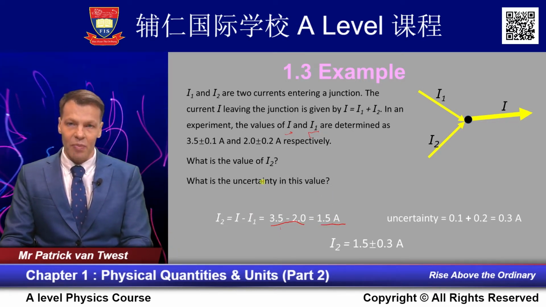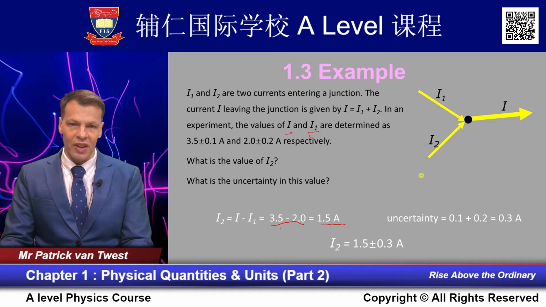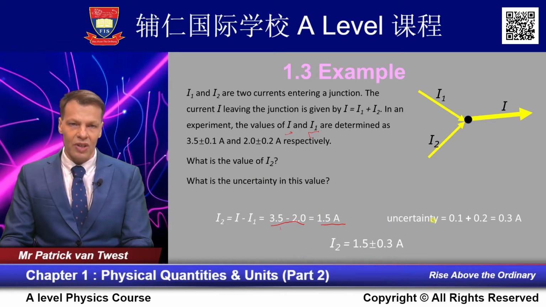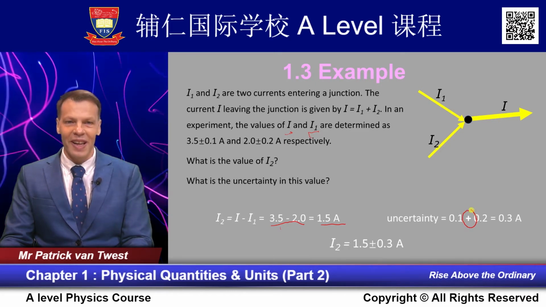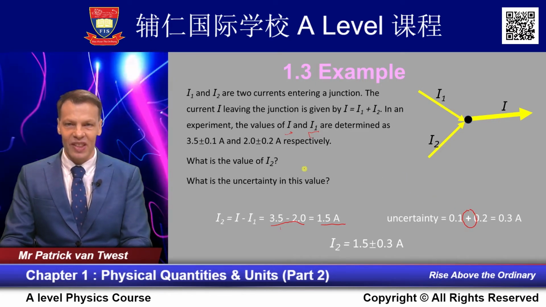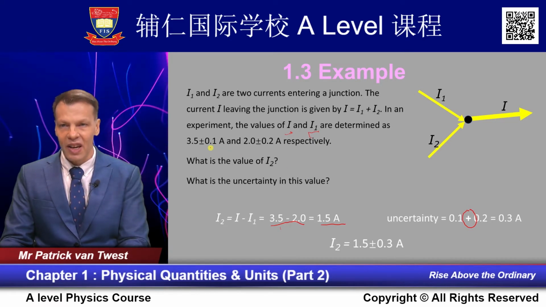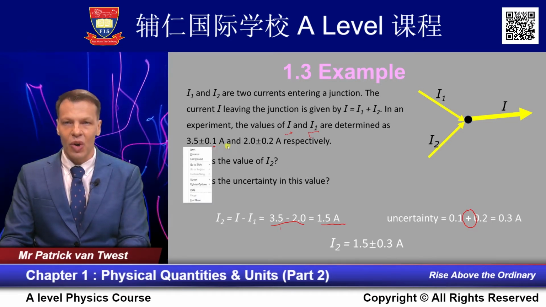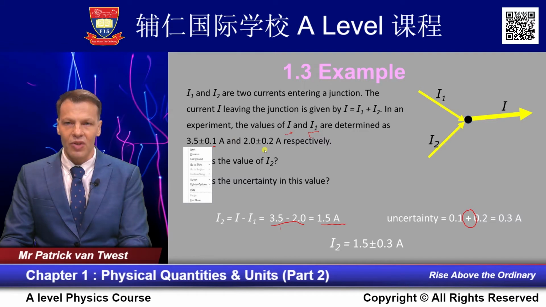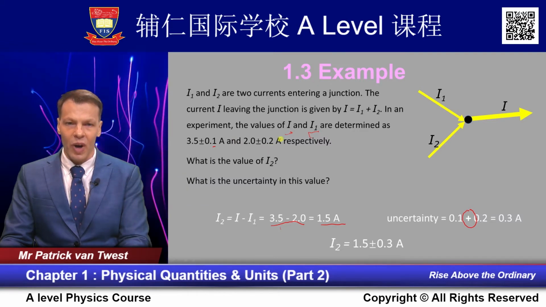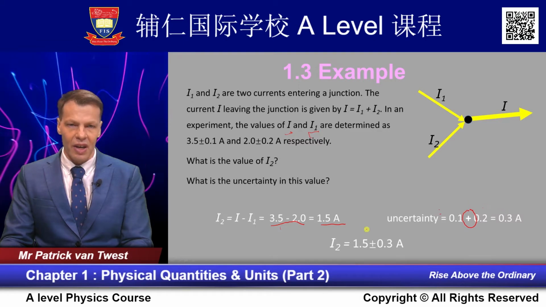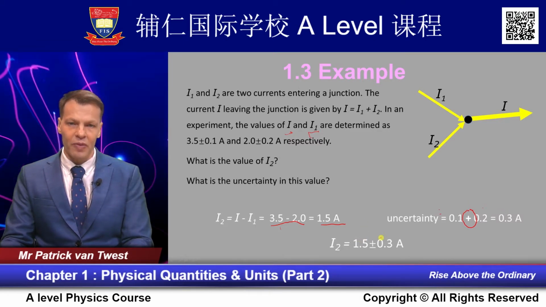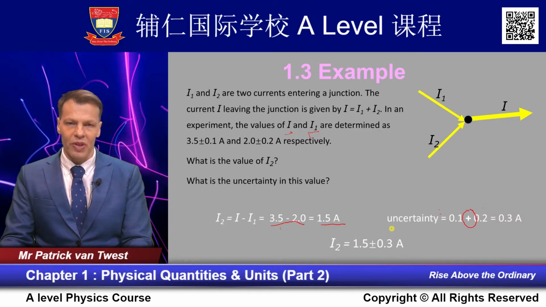That's quite basic, but what happens to the uncertainty? We're subtracting quantities, but careful, we're adding the actual uncertainty. You can see the uncertainty in the total current was 0.1, the uncertainty in I1 is 0.2, and these are added. So our final measurement would be 1.5 plus or minus the 0.3 uncertainty.